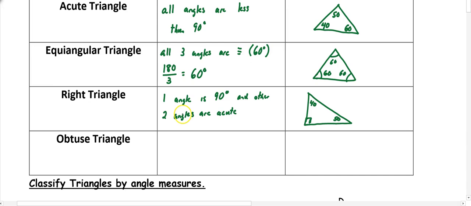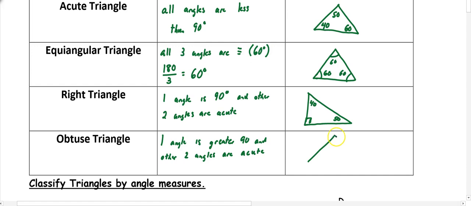The last type then is an obtuse triangle. So an obtuse triangle has one angle that is greater than 90 degrees, because remember an obtuse angle is greater than 90, and the other two angles are acute. So for example, I might have a triangle that's 120 degrees for the obtuse angle, and the acute angles might be 20 and 40.